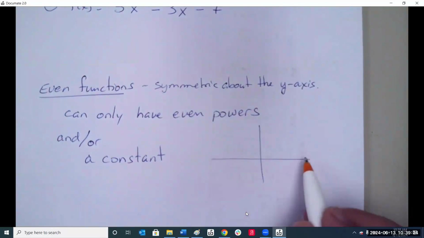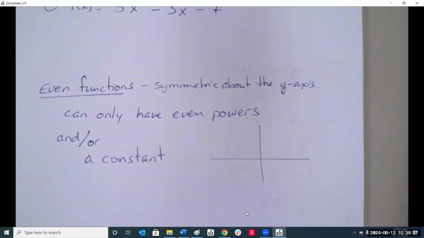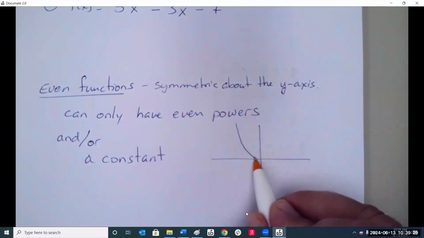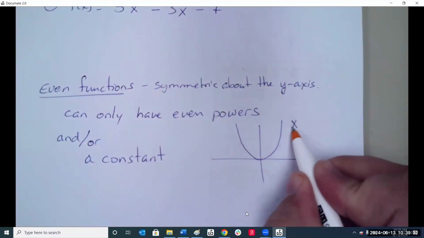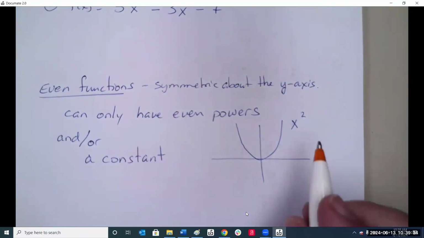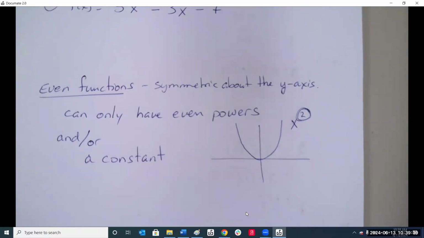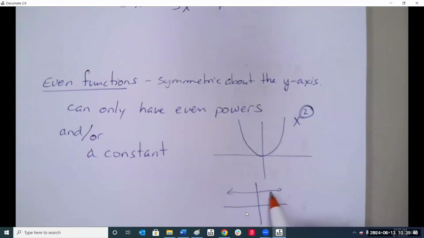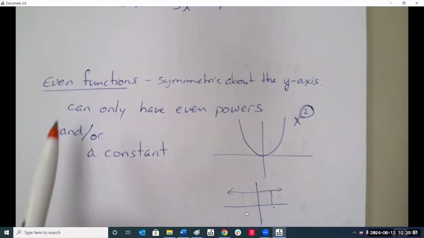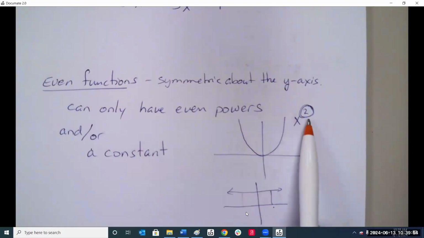So if it's symmetric about the y-axis, we know we have something like this. This is x squared. The power is an even number. Or what if we had a constant function, which is a horizontal line? It's symmetric about the y-axis. So even functions can only have even powers and constants, or it doesn't have to have constant numbers.